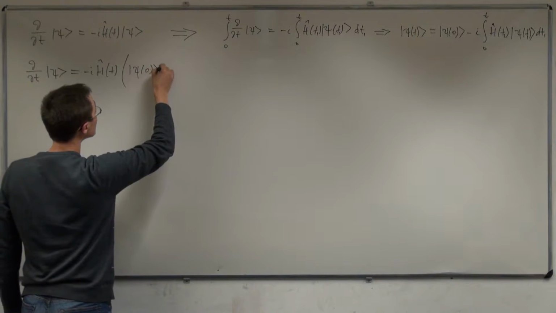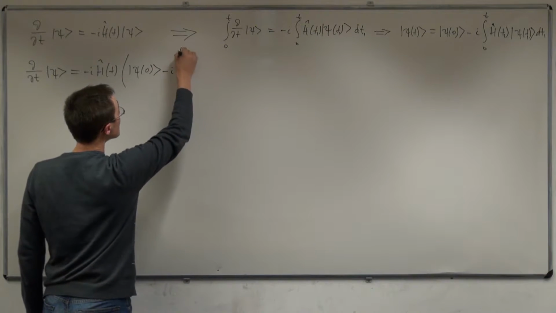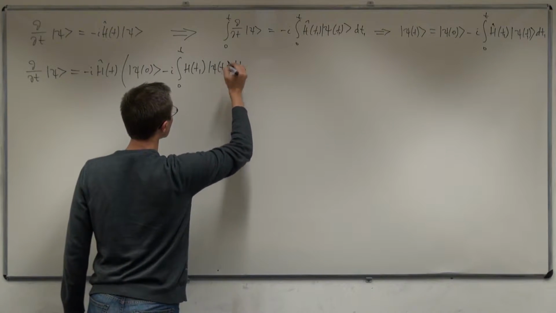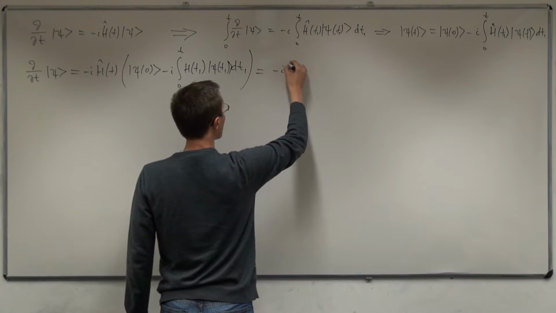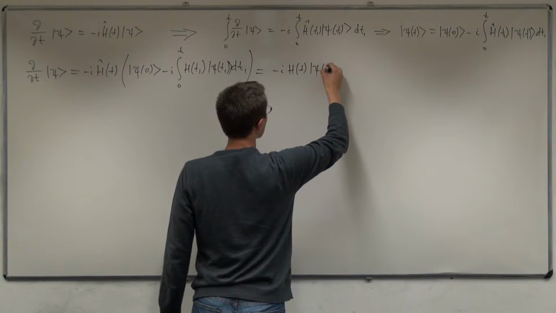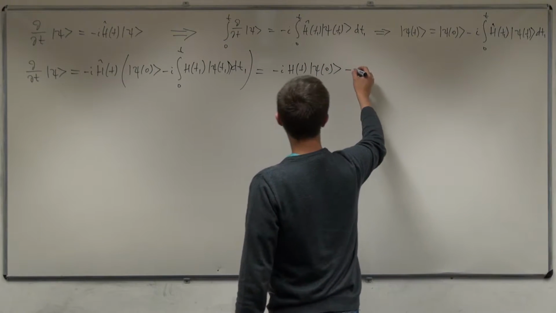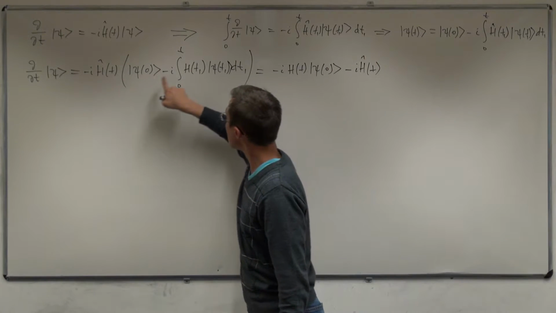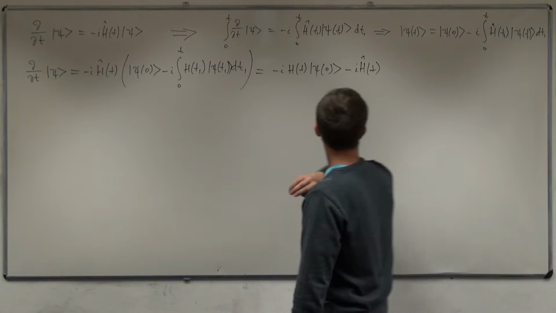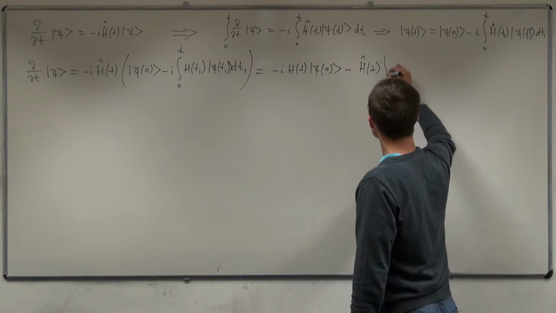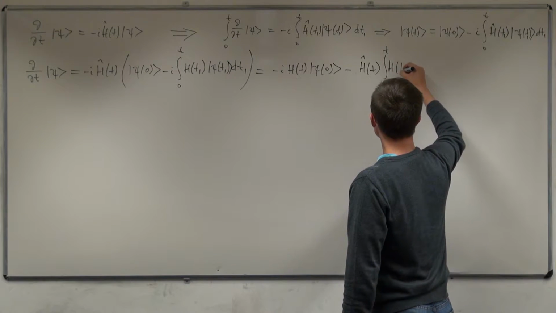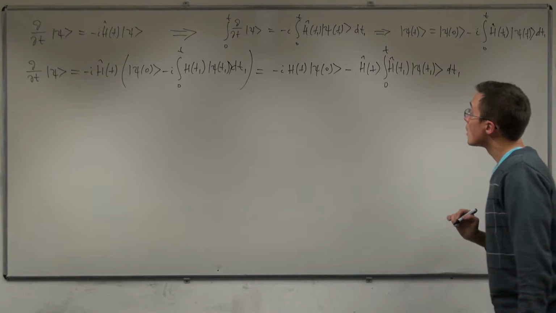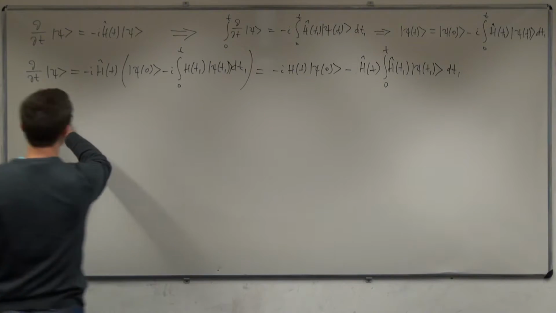So we'll have psi 0 minus i integral 0 to t H of t1 psi of t1 dt1. Opening the brackets, we got minus i H of t psi 0 minus i H of t times minus i, which is just a minus, so the i vanishes, and then integral from 0 to t H of t1 psi of t1 dt1. Right, well, let us integrate this again.